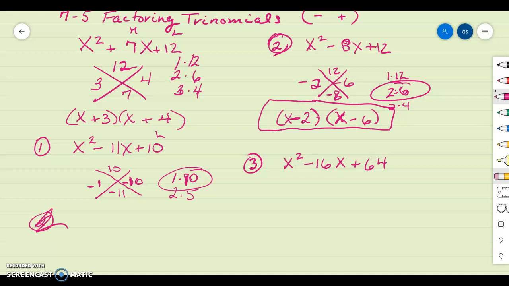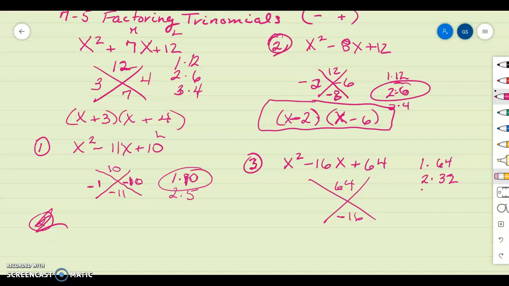Okay, 64. That has a ton of factor pairs. 1 times 64, 2 times 32. If you already know what it is, fill in your x. I forgot to do my x. 64 on top, -16 on the bottom. Okay. 1 and 64, never going to get you a 16. 2 and 32, never going to get you a 16.